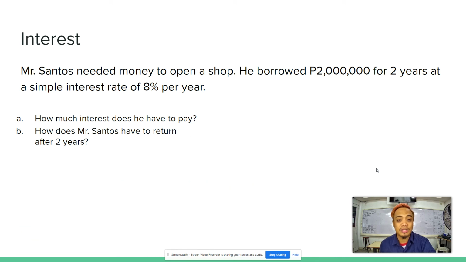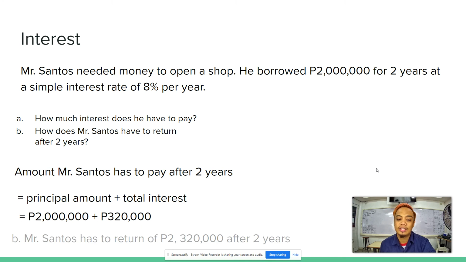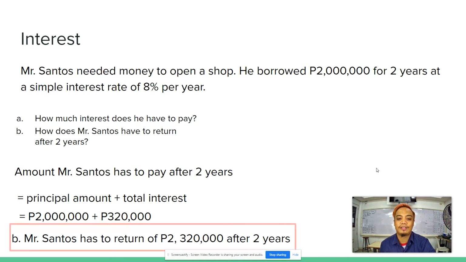Let's go now to question number 2, which is how much does Mr. Santos have to return after 2 years? So the amount that Mr. Santos has to pay after 2 years is the principal amount that he borrowed plus the total interest. So we have 2 million pesos and 320,000 pesos, which in total is 2,320,000 after 2 years. I will see you for our seatwork.